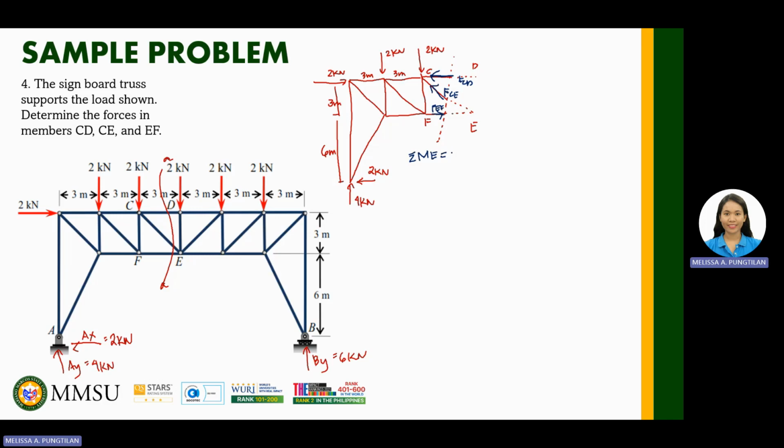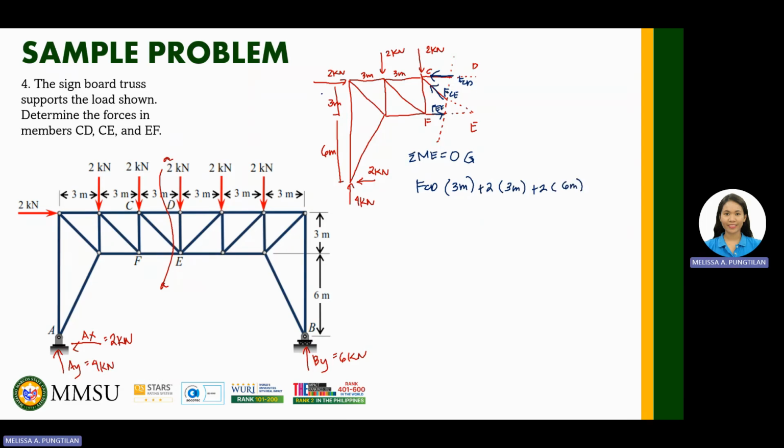Taking the summation of moment E is equal to 0, counterclockwise positive. So, we have CD. Again, cancel out na si EF tsaka si CE. So, FCD, it will create a counterclockwise moment. So, positive. Moment arm niya is 3 meters. And then, yung mga external forces and then support reactions naman. So, counterclockwise moment din. Yung rotation nila. No? So, we have plus 2 by 3 meters. Ito, 3 meters. Next, plus 2 kilonewton by 6 meters.